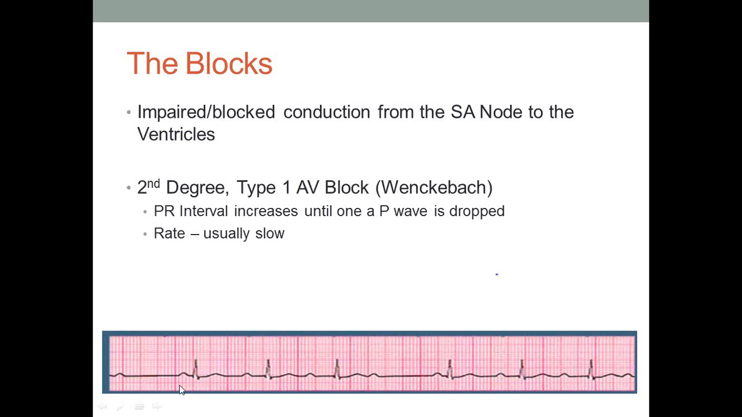So again, the PR interval gets longer and longer until a QRS complex disappears. So it does not follow that P wave. And then you'll notice it starts short again, and then longer, and then longer. And then if this strip were to continue here, you would notice that the next one would be dropped. Okay, so that's a second degree type 1 AV block.